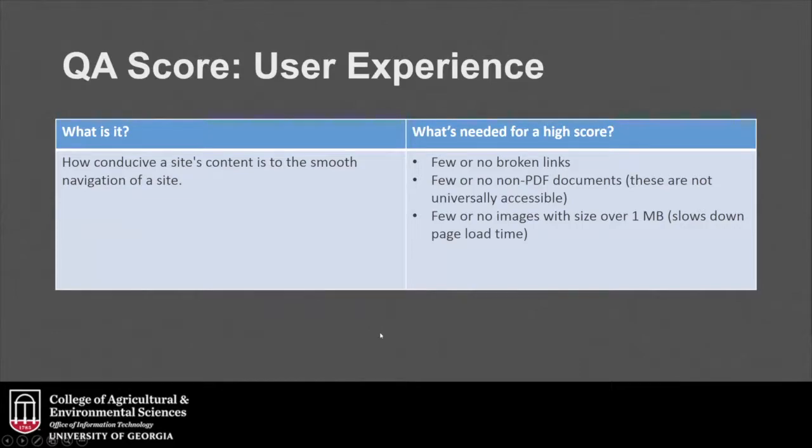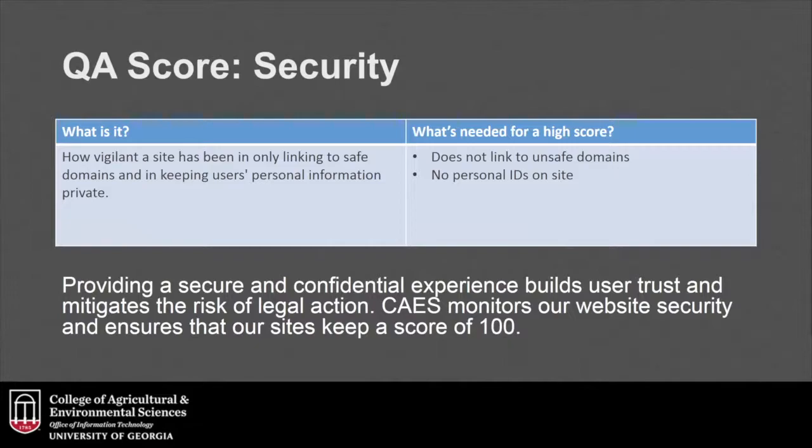The next subcategory of the QA score is user experience. What is it? It's how conducive a site's content is to the smooth navigation of a site. So we need to make sure that we have few or no broken links, few or no non-PDF documents, because other documents like Word docs may not be accessible by everyone. And we need to keep our images under 1 megabyte. And the last thing is security. This is not something that you guys have to worry about too much because we monitor our website security, but just make sure that you never put any personal IDs, social security numbers, and that type of thing on your websites.